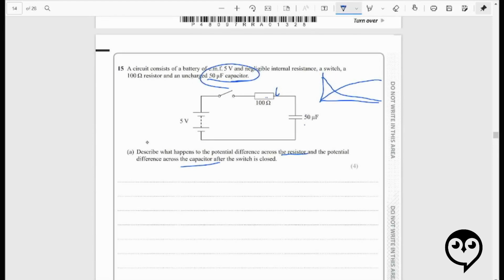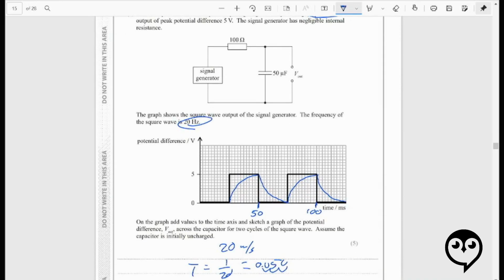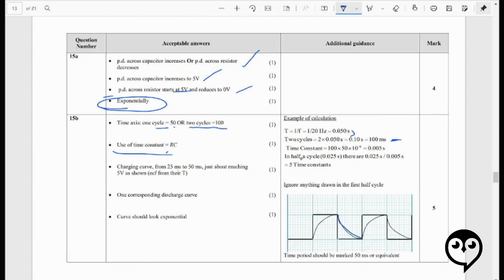Okay, so in part A, they told us the capacitance and the resistance. We could have done 100 ohms times 50 microfarads. We could have figured it out in terms of the time constant. A time constant is 0.005 seconds. Okay, so we could have. In half a cycle, there are, okay, so we could have said 5 time constants. I would have thought just doing milliseconds is fine.